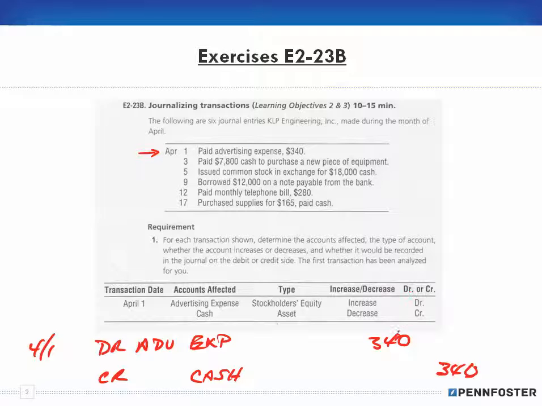Now, advertising expense is an expense account, and obviously I'm increasing it, because whatever my balance was, now I have an additional 340. Then my cash is just the opposite. I had this as my balance in my cash account, and I'm paying it out, so I'm decreasing it by $340. And since cash is an asset, that's the type of account. When I decrease my cash, I credit my cash because we decrease our assets on the credit side. So that's how they did this first transaction.